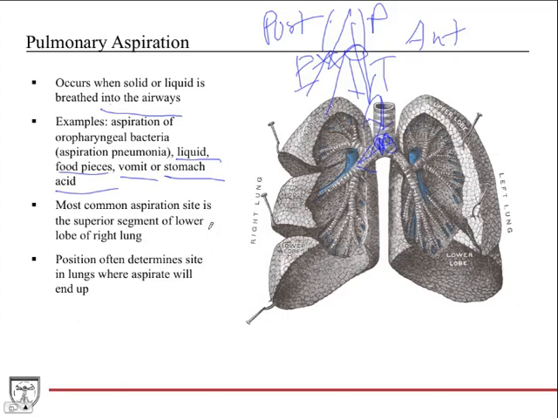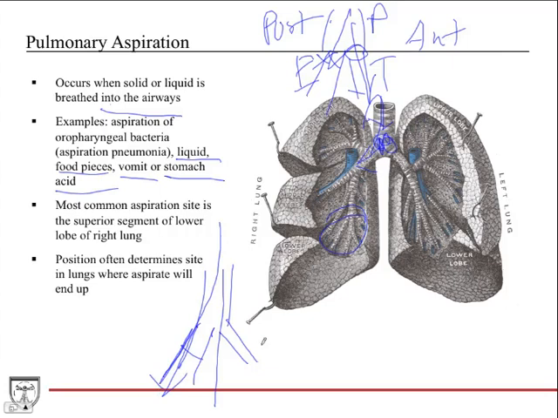The most common aspiration site is the superior segment of the lower lobe of the right lung. So you have the superior segment right here of the lower lobe of the right lung. The reason for that is that if you look at the trachea, you have your left main bronchus like this, and then you have your right main bronchus like this, which we'll draw here. It has a much wider diameter. It also has a much more vertical angle, so it makes it much easier for things to just go right in the right side.